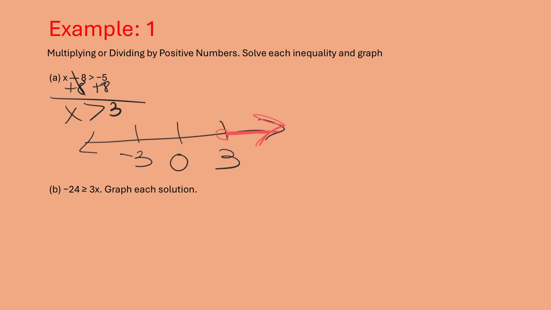Basically, we have to cut the 8 out and leave the variable alone? Yeah, but remember, what you do to one side, we have to do to that side. All right, let's look at B.